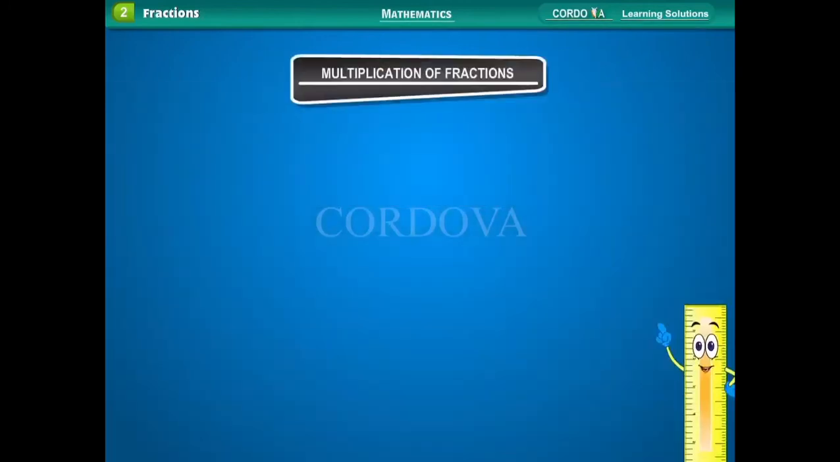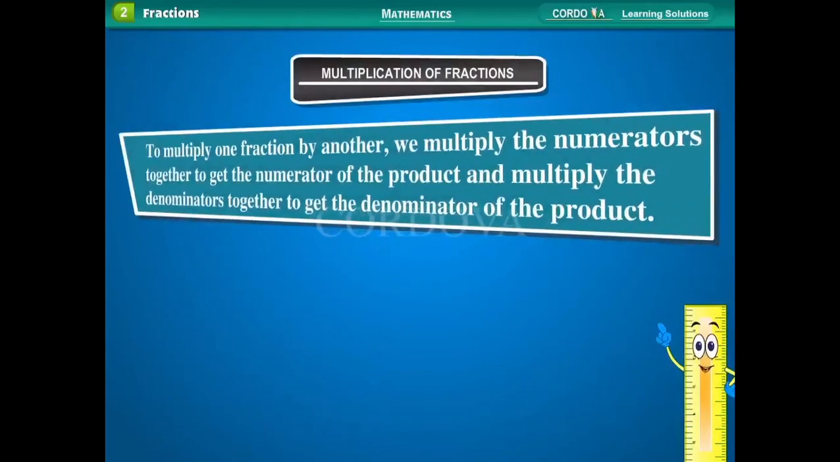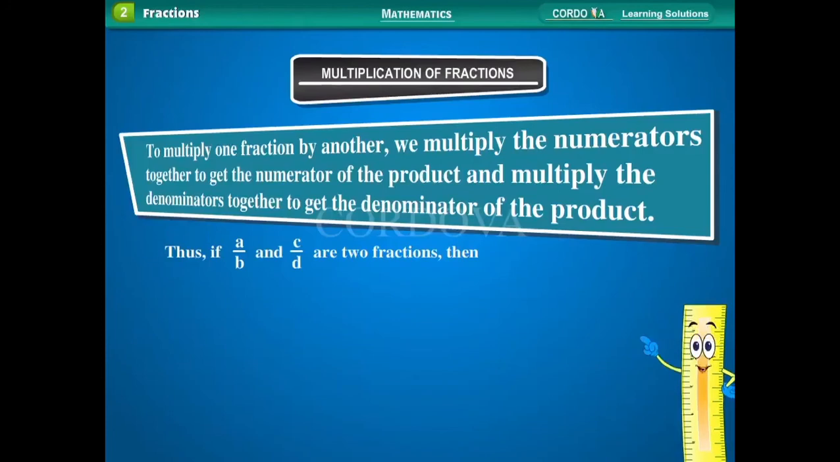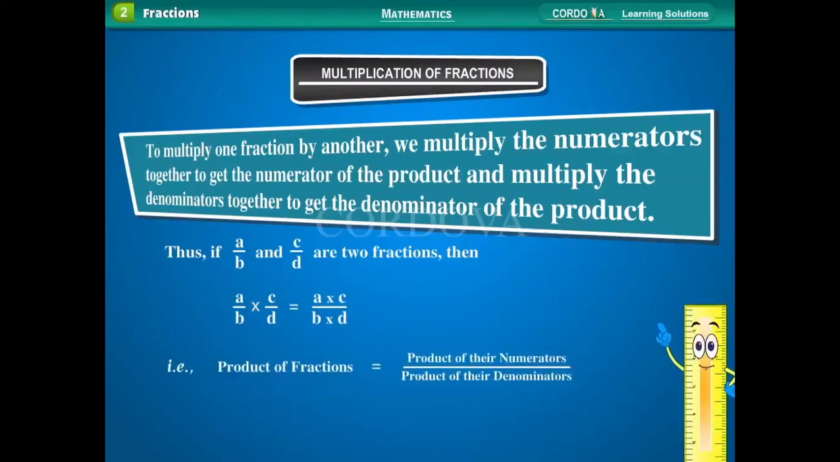Multiplication of fractions. To multiply one fraction by another, we multiply the numerators together to get the numerator of the product and multiply the denominators together to get the denominator of the product. Thus, if A/B and C/D are two fractions, then A/B into C/D is equal to (A into C)/(B into D). That is, product of fractions is equal to product of their numerators upon product of their denominators.